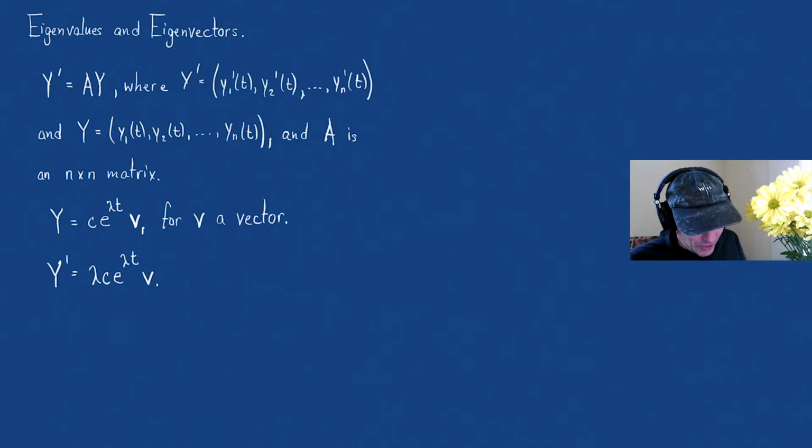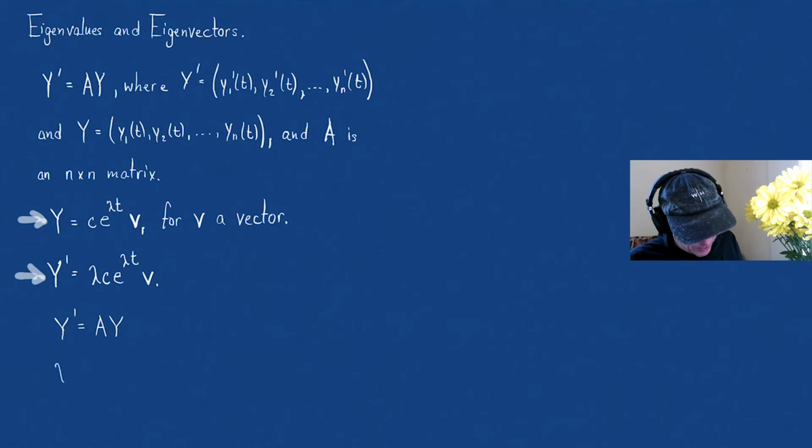All right. Y prime. So let's just solve the equation that we have. I'm going to plug my y prime and my y back into the original equation, and let's see what happens. So I'm looking at y prime equals A times y. Well, y prime is lambda c e to the lambda t times the vector v, and that is equal to the matrix A times the vector y. Well, the vector y, we said, is c e to the lambda t times the vector v.